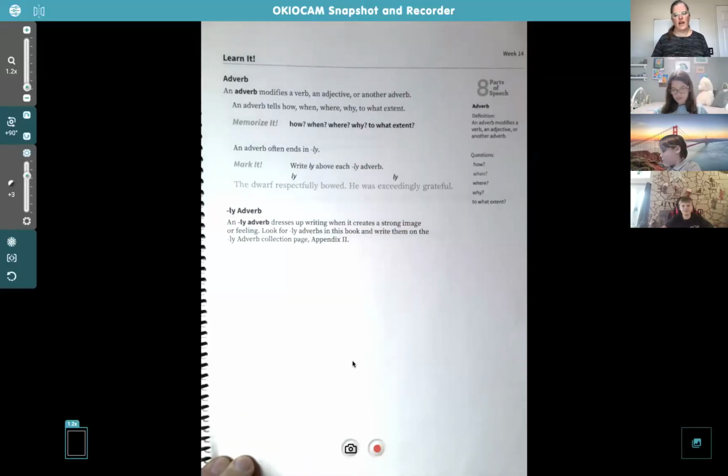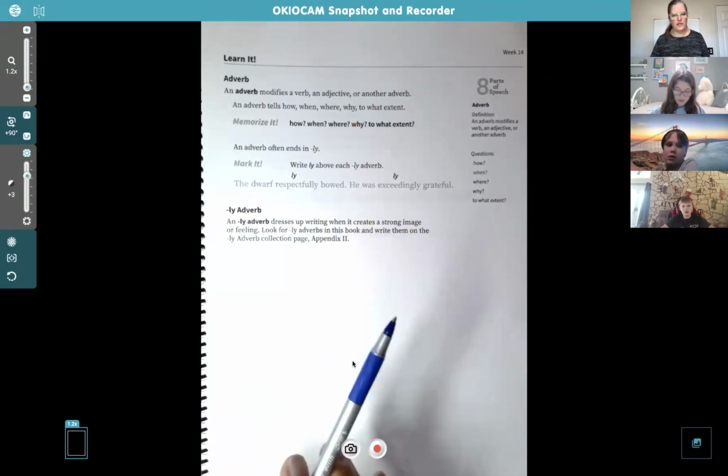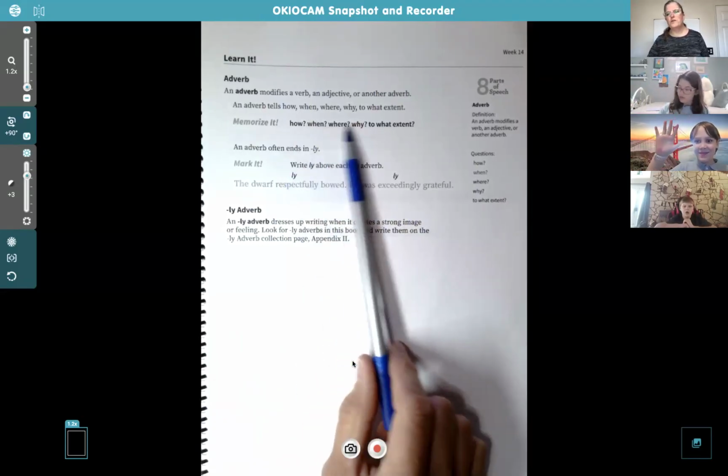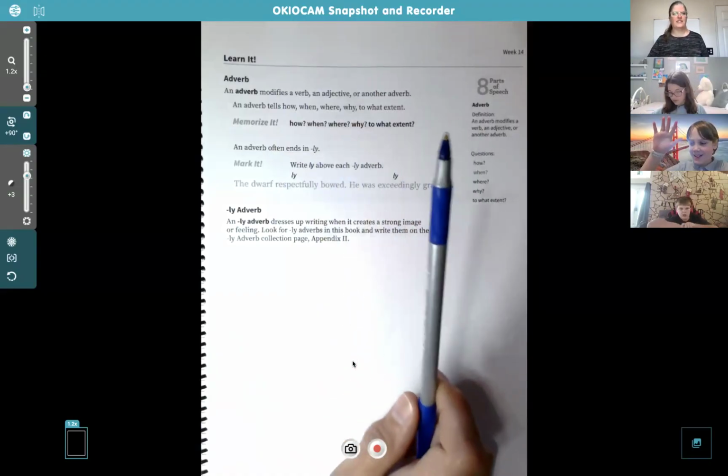Okay, page 79 in grammar. 79. Talking about adverbs. This is going to be easy peasy cheesy because you guys already know about adverbs. You're already using them in your writing.